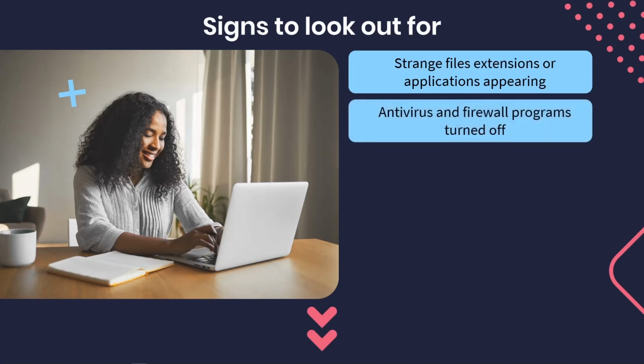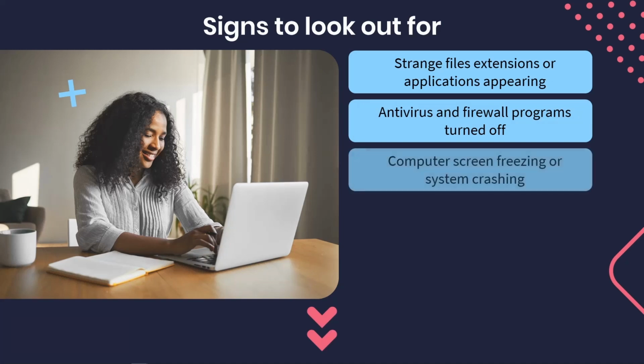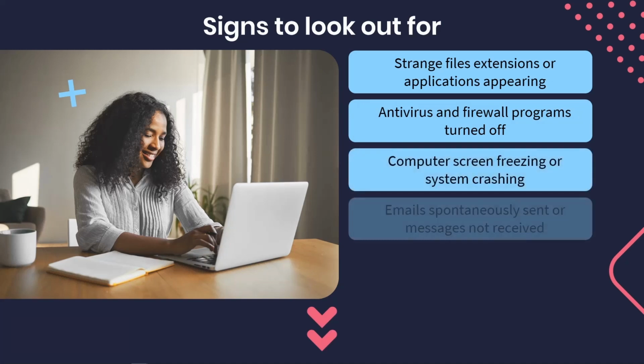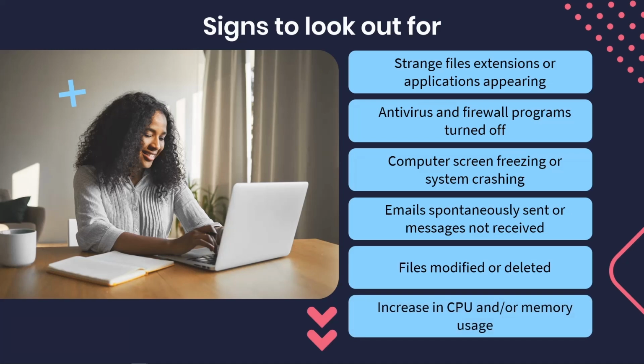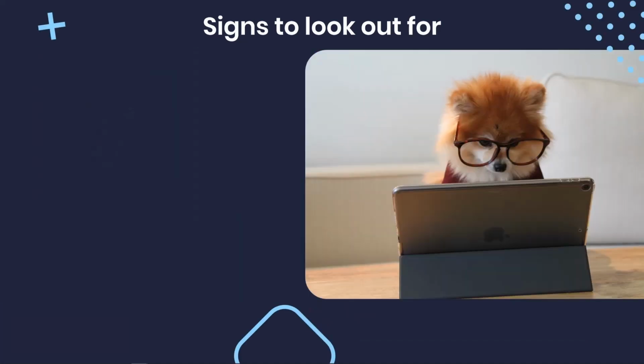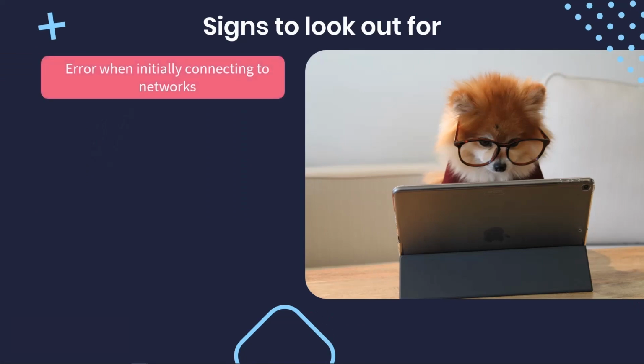Antivirus and firewall programs are turned off, and there's a prompt to reconfigure device settings. Your computer screen is freezing or the system is crashing. Emails are spontaneously sent to your contact list without your knowledge. Files are modified or deleted. Storage space seems to increase dramatically. You notice an increase in CPU and/or memory usage. You could get an error when initially connecting to networks.